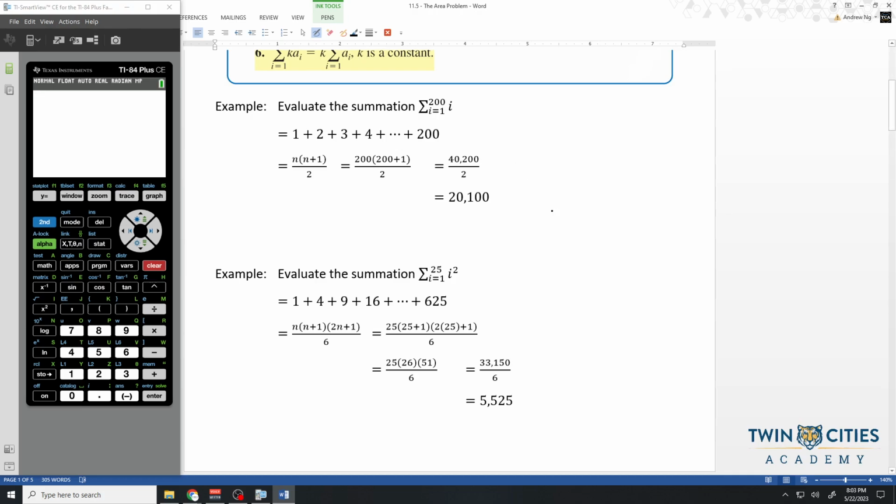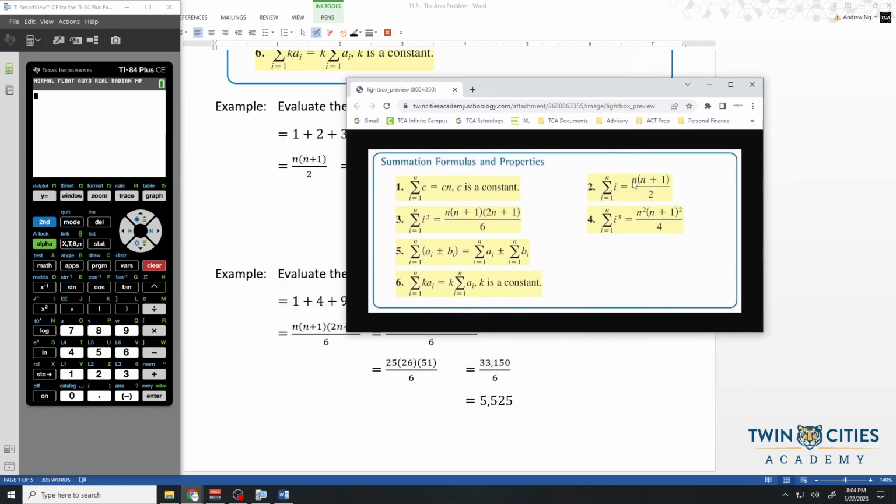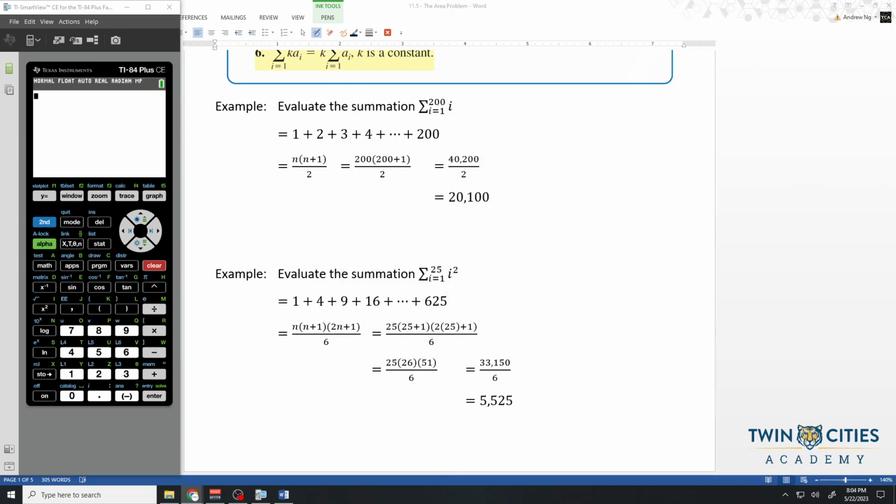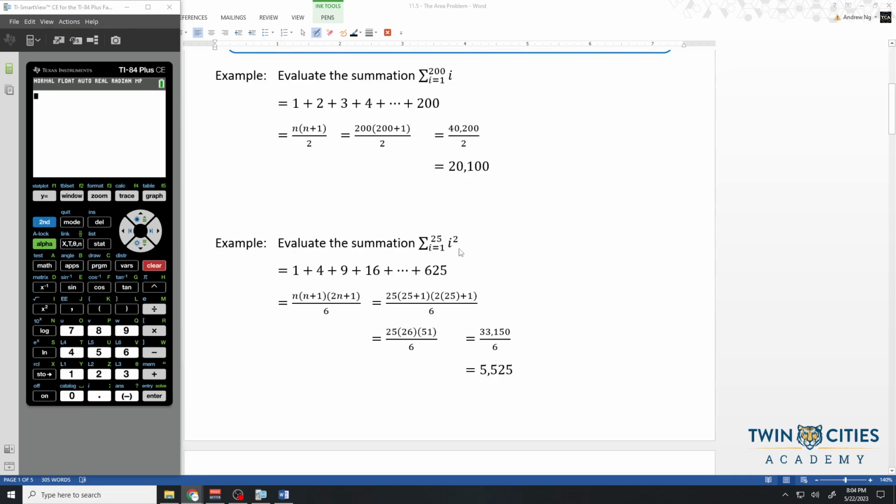Instead, I use the summation formula for i. Here I've got this separately here. And that is n times n plus 1 over 2. So I just take my last number here. My last term is 200 in this case. And I say 200 times 200 plus 1, so 201. And then I divide that by 2. I get 40,200 divided by 2. The summation is 20,100.